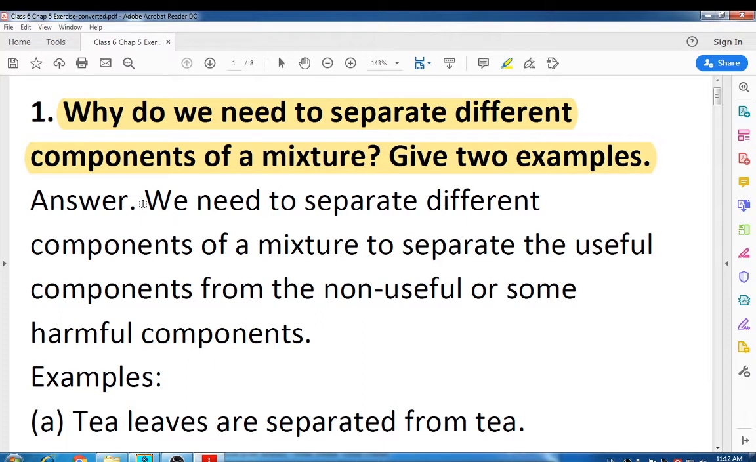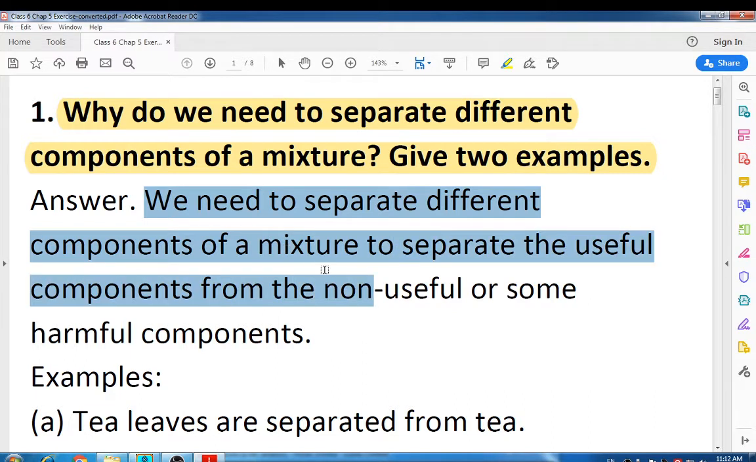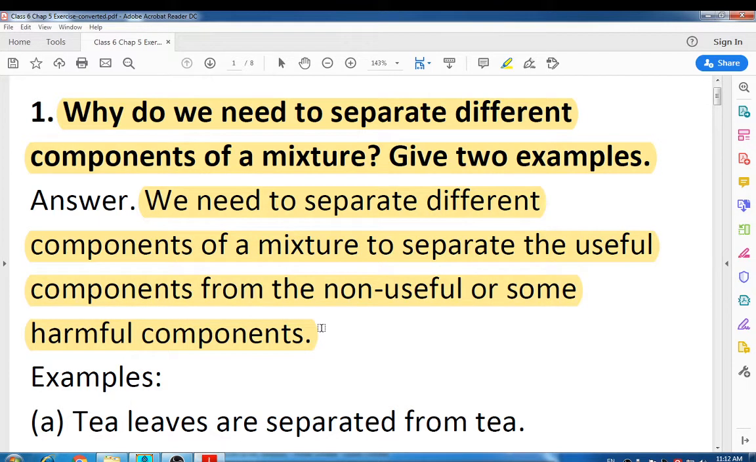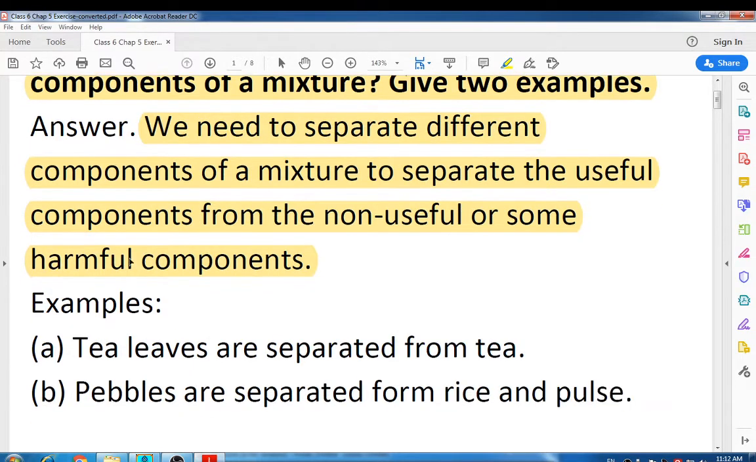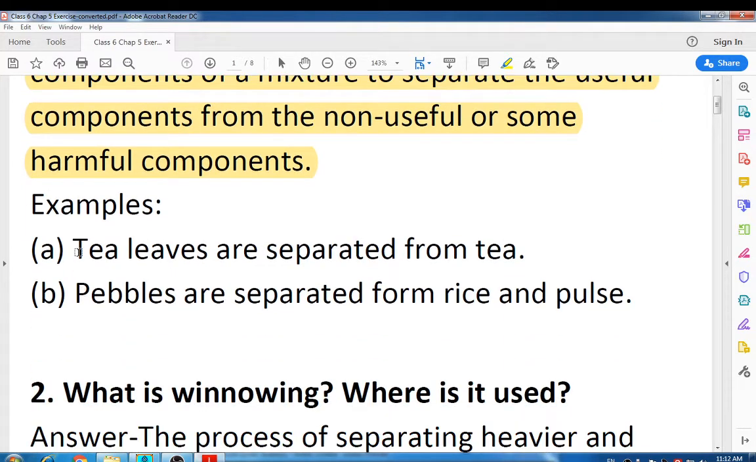Okay, so we need to separate different components of a mixture to separate the useful components from the non-useful or some harmful components. As we know that the mixture is maybe of useful plus non-useful components, so in that case we have to separate that out, and that's why we are using some separation methods. Then here you have to write two examples. So first one, tea leaves are separated from tea and the pebbles are separated from rice and pulse.